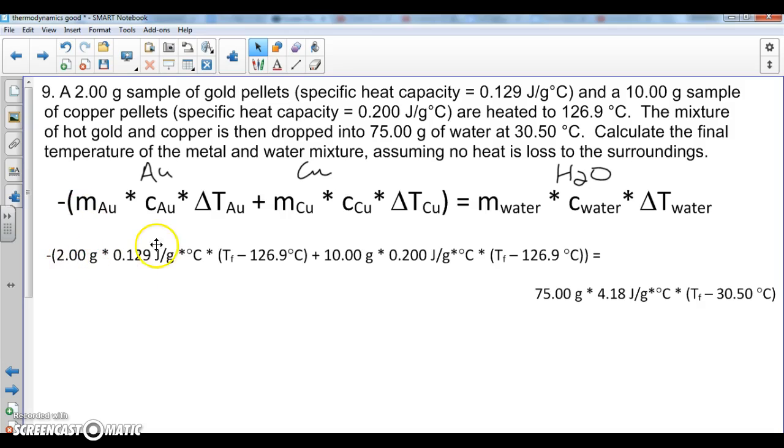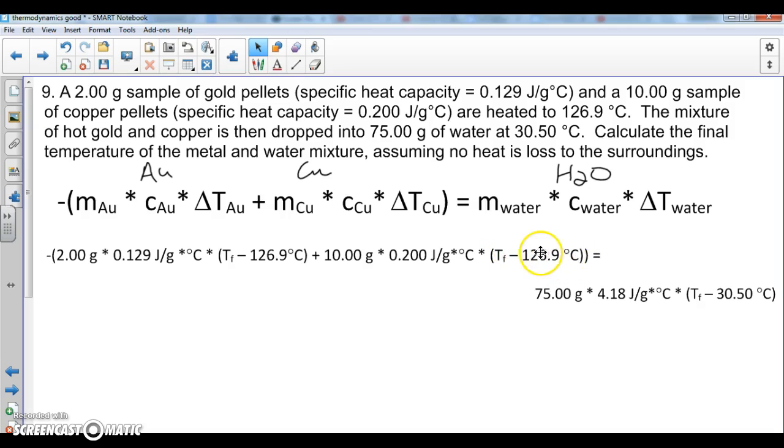So 2 grams is the mass, 0.129 joules per gram degrees Celsius is the specific heat of gold. And then my delta T is just like we've done before. Delta T is TF minus 126.9 degrees Celsius. Plus 10 grams here, and that's the mass of copper, times its specific heat, which I gave you, 0.200 joules per gram degrees Celsius, times, again, delta T, which in this case is TF, which we don't know, minus 126.9 degrees Celsius.